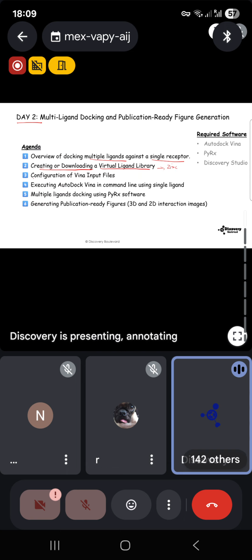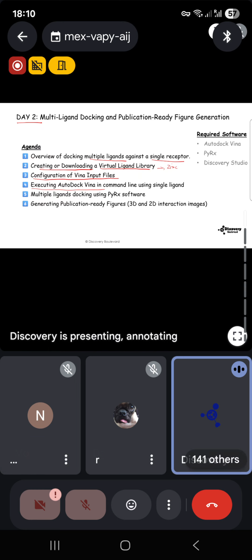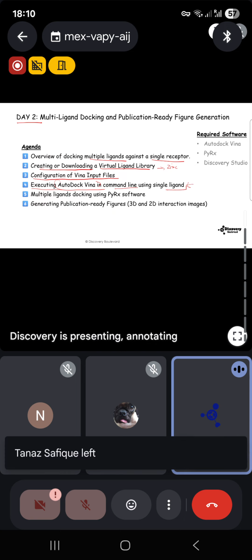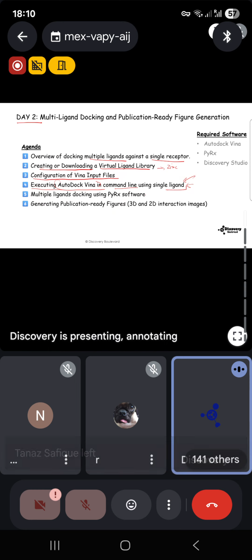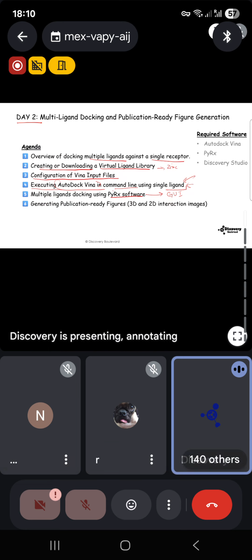Okay. And then we'll see how to configure the input files. And then finally, we'll execute using Autodock Vina using the command line for a single ligand first. We'll see how it processes. The same thing is done in Pyrex. Okay, but Pyrex gives you a very nice graphical user interface. You can do multiple ligand docking, but in the background, it is using Vina only.